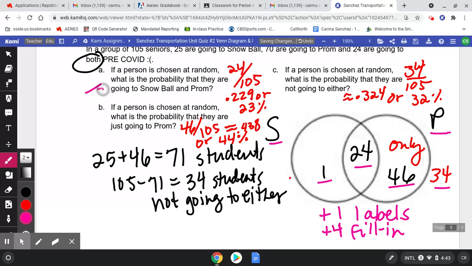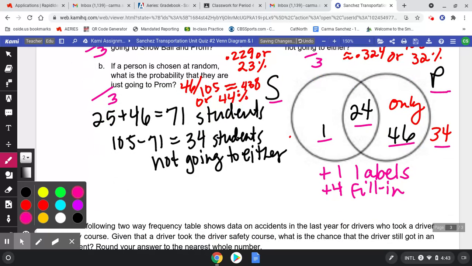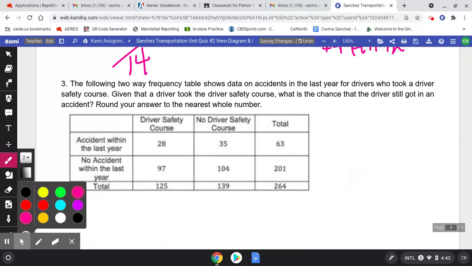Finally, each of these is 3 points for the fraction, the decimal, and the percent. So each of the questions is 3 points. So 3, 6, 9, 10, 11, 12, 13, 14. This entire question is going to be out of 14. Finally, this is just a three-pointer to see if you can read a two-way table.